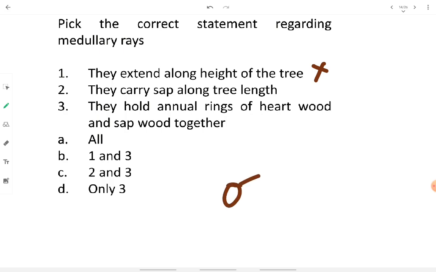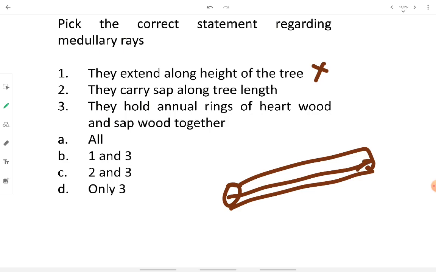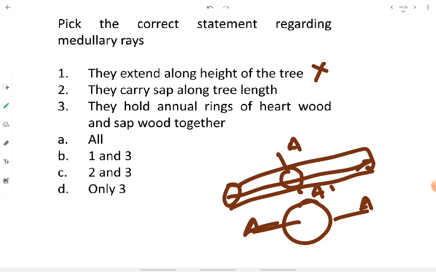When we are talking about height, we are talking about direction, and when we are saying that they grow along radial, it means they grow along the cross section. Let's say this is cross section A dash. Then the medullary rays are something like this. They look like a spider's web kind of thing. Okay, the first statement is wrong.